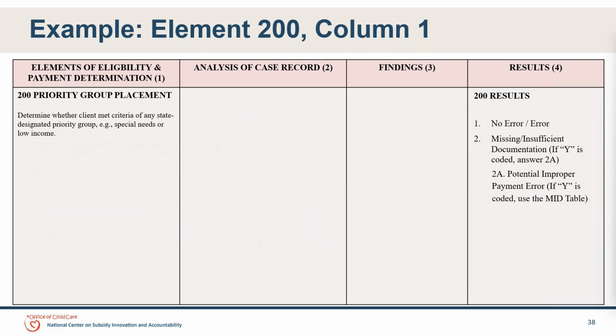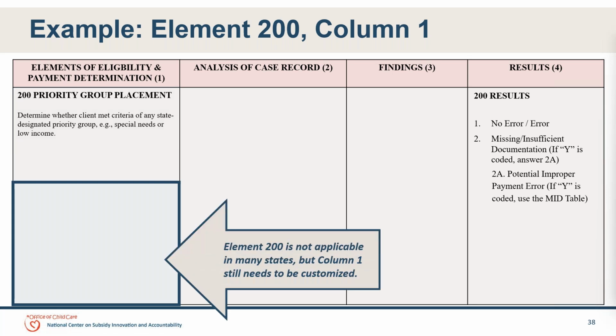So I just showed columns 1 through 4 of element 100. This is element 200, which deals with priority group placement. Let's take a quick look at the boilerplate: determine whether the client met criteria of any state-designated priority group, for example, special needs or low income. I wanted to take a moment to talk about this element because it's one that we see doesn't apply in many states. Many states do not have a wait list, so this element about priority group is not really applicable, I should say. If this is the case for your lead agency, we still do want you to customize column 1. You can, for example, include any policies that you do have about priorities or wait lists, even if you do not have an active wait list.